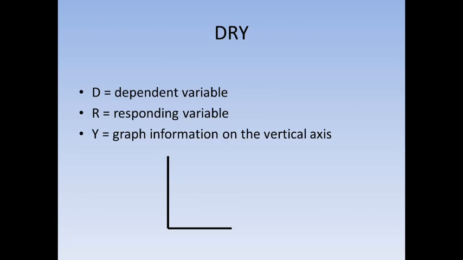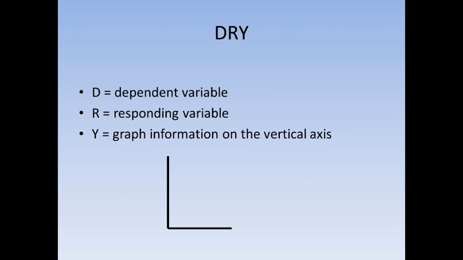So we're going to start with the D in DRY. That is our dependent variable. The R is our responding variable. And Y tells us the axis. Now what I want you to do, turn to your shoulder partner.